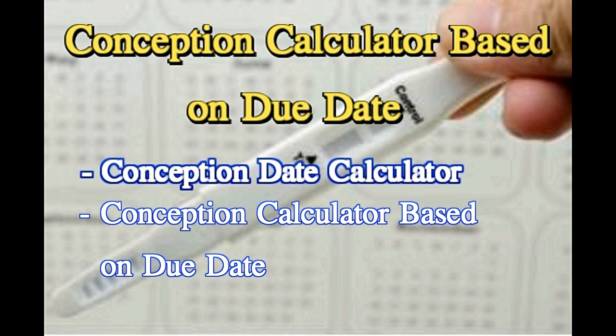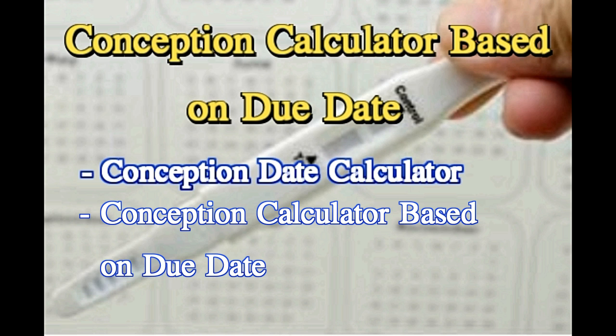The due date is calculated by adding 266 days to the date of ovulation and fertilization. The alternative method is to add 38 weeks to the date of ovulation and fertilization. The duration of a normal pregnancy is anywhere between 38 to 42 weeks and the average term pregnancy is 40 weeks. Hence, to calculate the conception date based on due date, reverse calculations will have to be implemented.